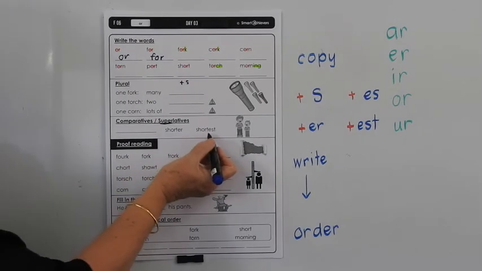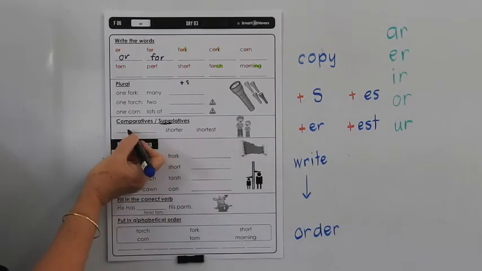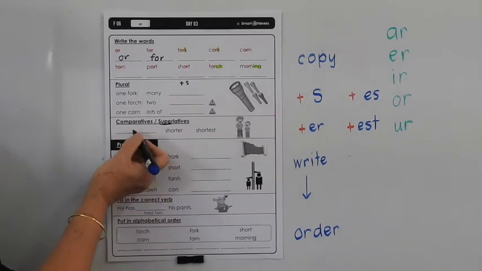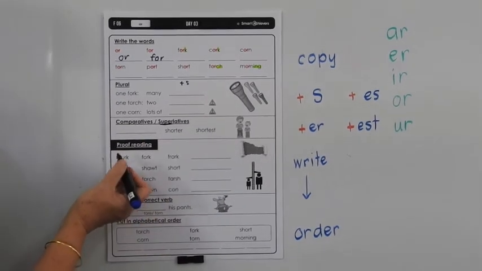But here it's a nice easy activity. You just have to write the base word. What's the base word to shorter and shortest? I'm going to leave you to work that one out.